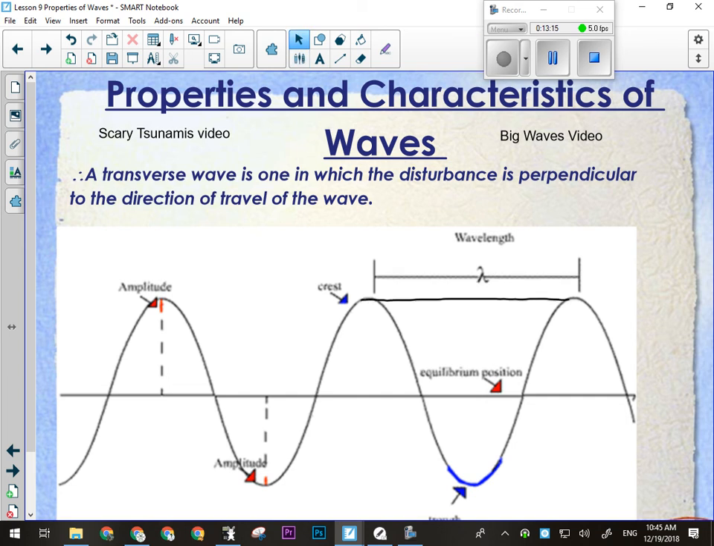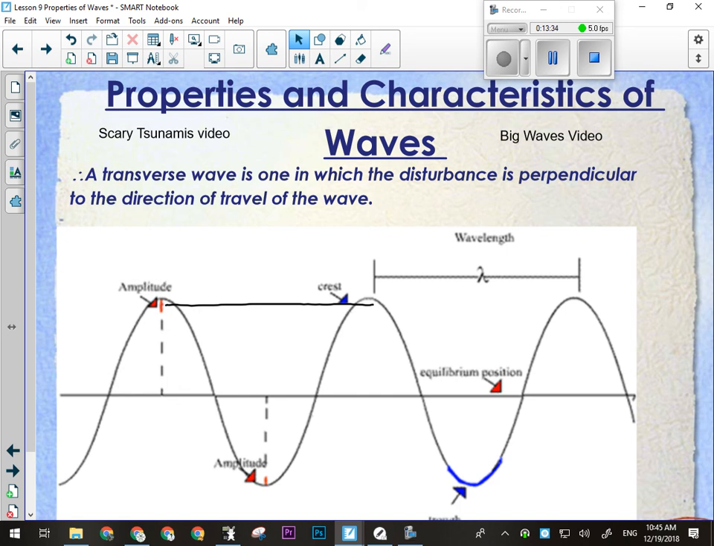The distance between any two equal parts of the wave is a wavelength. So you can see here as I move this, one wavelength is the distance between two crests, two troughs, two equilibrium positions. That's one wavelength. Everybody follow me there? All right.